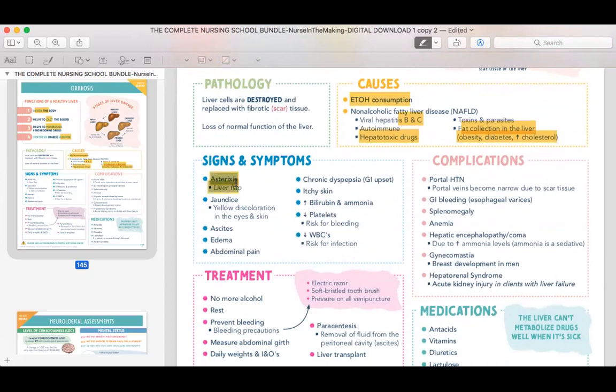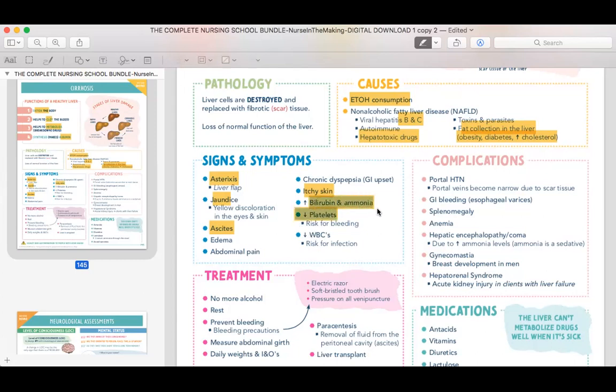So you will get signs and symptoms of asterixis. This is important to know. Asterixis is twitching. You will get jaundice because you have an increase in bilirubin now. Ascites because you have a decrease in albumin. You will have itching, aka pruritus. It's important to know.